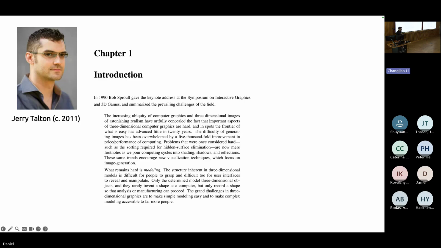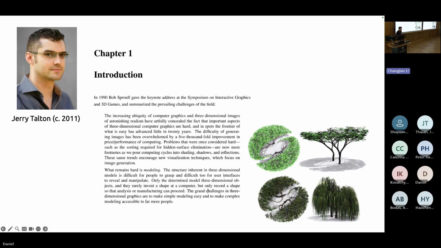He's probably best known in the computer graphics world for his work on Metropolis procedural modeling. This is a paper that applies techniques from Bayesian statistics to enforce really interesting constraints on the outputs of procedural models. So you can do things like make these trees take the shape of the SIGGRAPH logo.